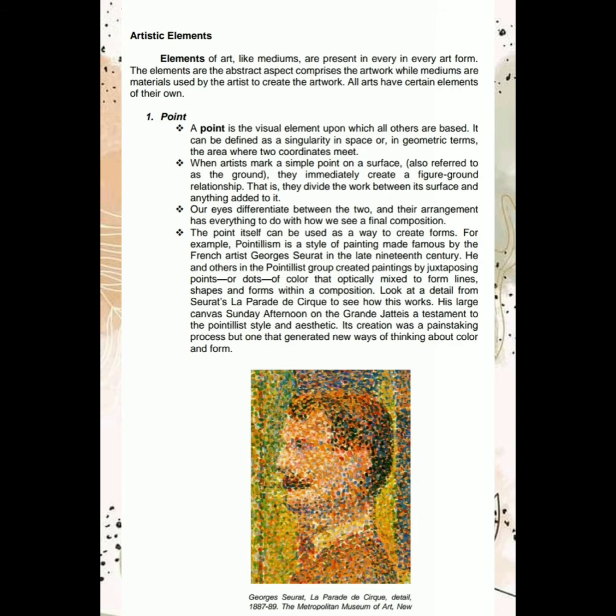When an artist marks a simple point on a surface, they immediately create a figure-ground relationship. That is, they divide the work between its surface and anything added to it. Our eyes differentiate between the two, and their arrangement has everything to do with how we see a final composition. The point itself can be used as a way to create forms. So for example, yung pointillism is a style of painting made by the famous French artist Georges Seurat in the late 19th century. So yung pointillism art, guys, it is an artwork where the artist creates by doing just a single point.